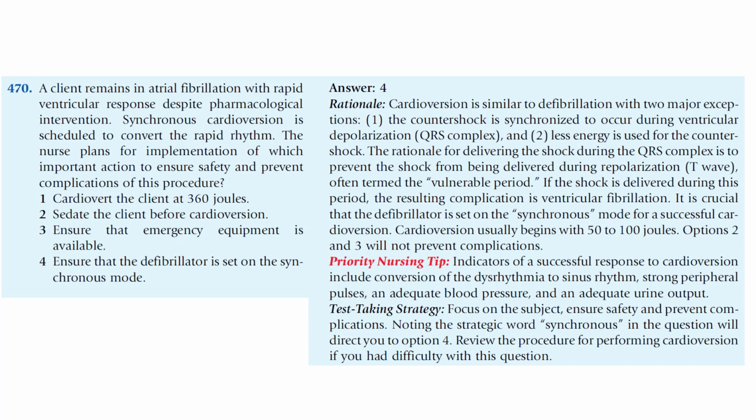Answer: 4. Rationale: cardioversion is similar to defibrillation with two major exceptions. 1. The countershock is synchronized to occur during ventricular depolarization, and 2. Less energy is used for the countershock. The rationale for delivering the shock during the QRS complex is to prevent the shock from being delivered during repolarization, often termed the vulnerable period. If the shock is delivered during this period, the resulting complication is ventricular fibrillation. It is crucial that the defibrillator is set on the synchronous mode for a successful cardioversion. Cardioversion usually begins with 50 to 100 joules. Options 2 and 3 will not prevent complications.